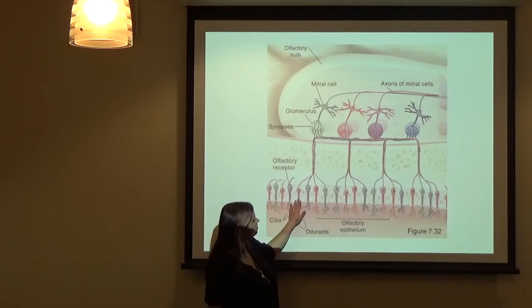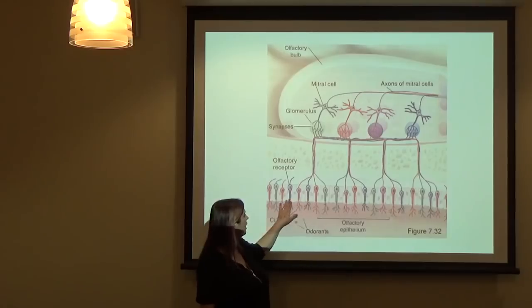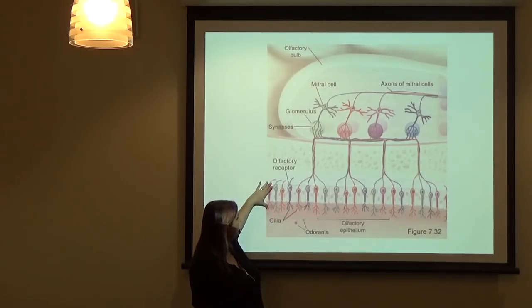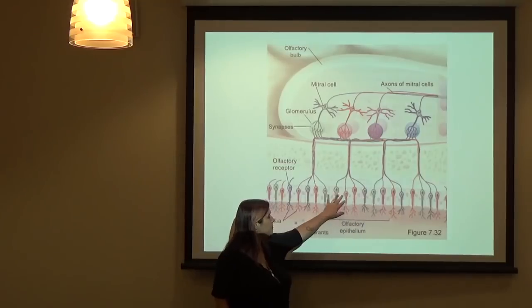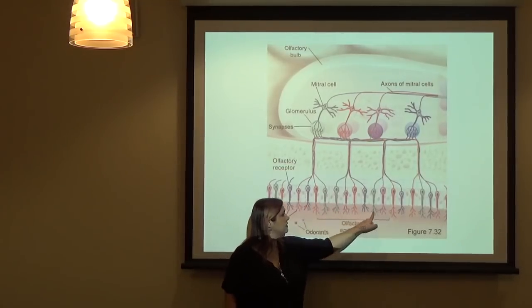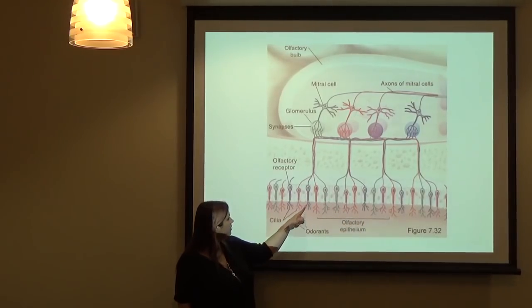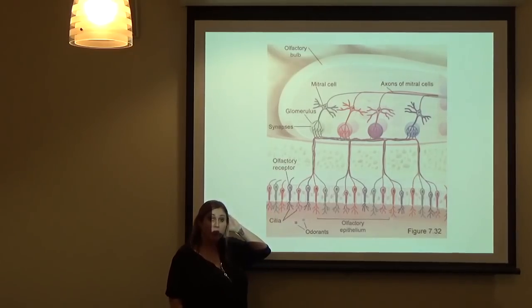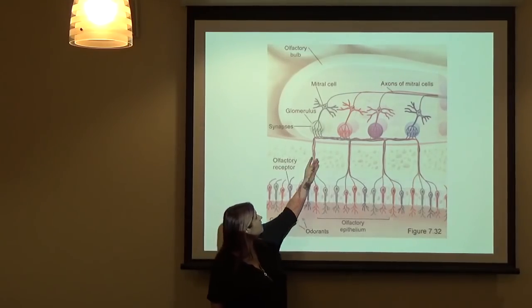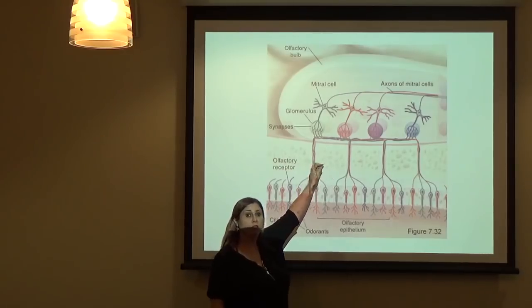So here are a whole bunch of different kinds of olfactory receptor cells pictured in the olfactory epithelium. This is the olfactory epithelium, the mucousy lining at the top of your sinuses. And here are the olfactory receptor cells. Here are their dendrites. Here's an odorant molecule. It can bind to the appropriate dendrite. And then the axons, like I say, go up into the olfactory bulb.